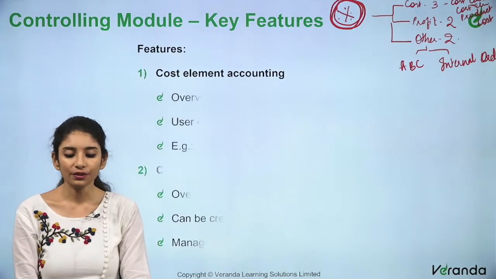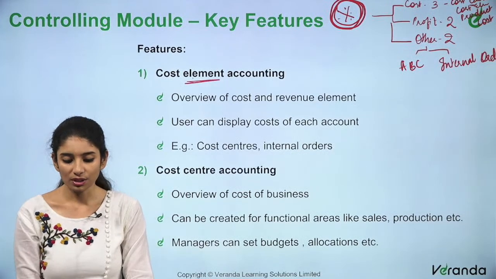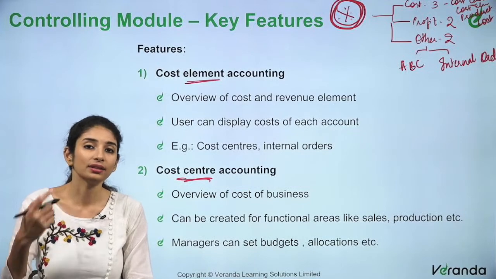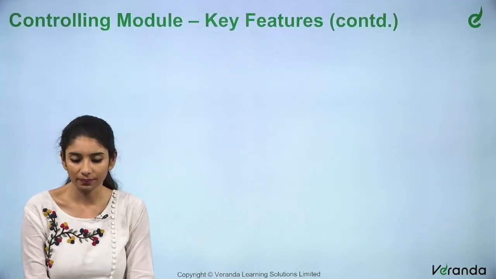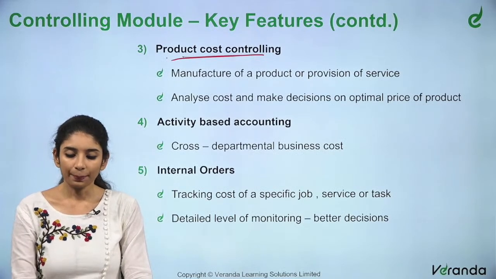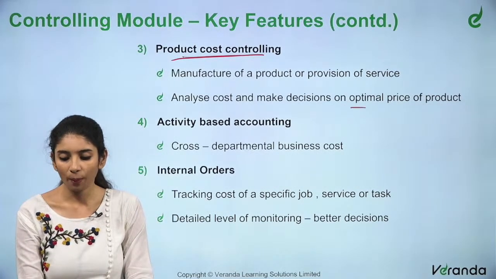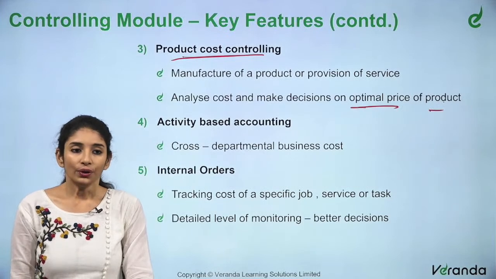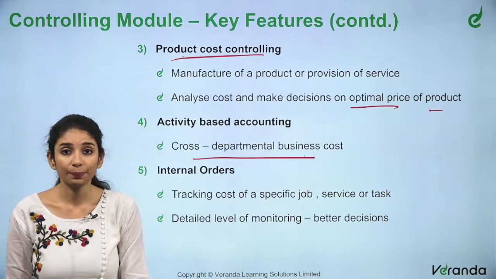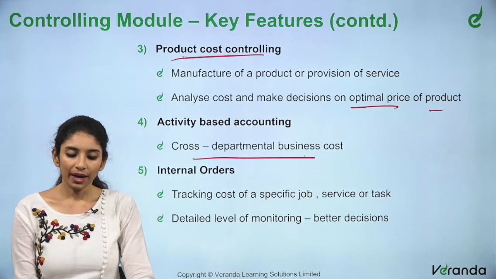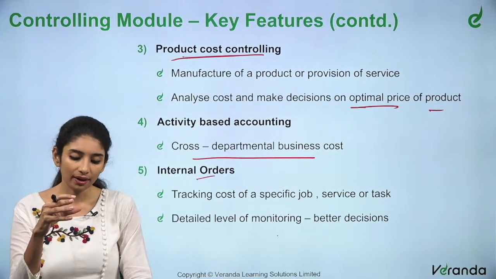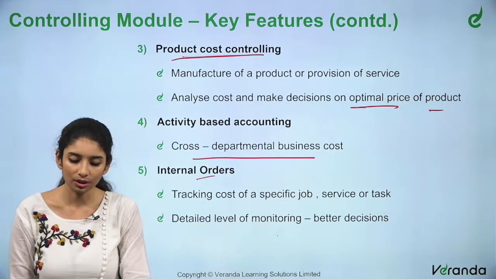Okay, so under the features: cost center accounting, cost element accounting, and the third one is product cost controlling. That means analyzing the optimal price of a product. Then we have activity based costing, to understand the cross departmental business cost. And internal orders: 322, remember 322. Internal orders give the cost of a specific job or service.